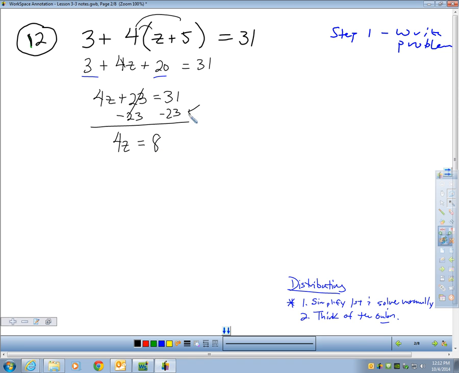Now remember, this step here is called the subtraction property of equality. Now to get rid of the times 4 layer of the onion, I got to divide by 4. Z equals 2. And then I should check it.